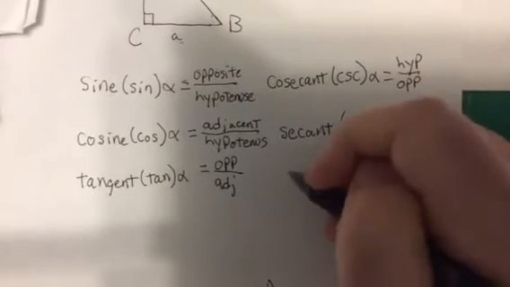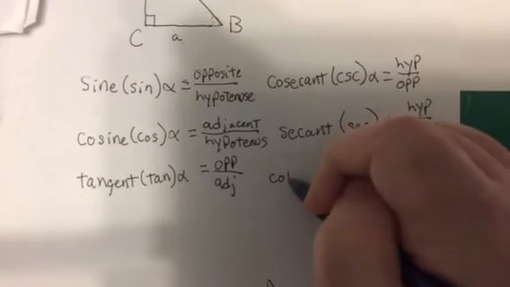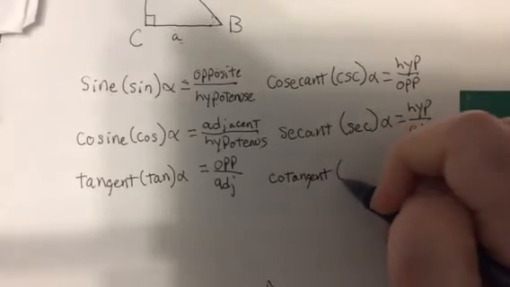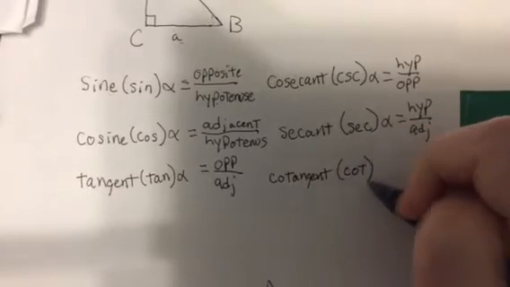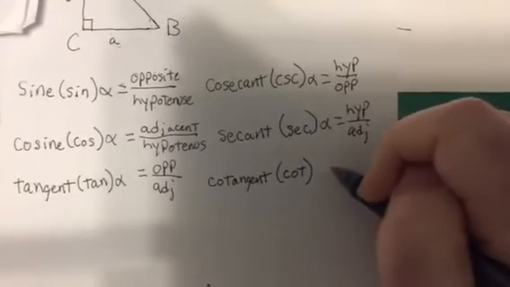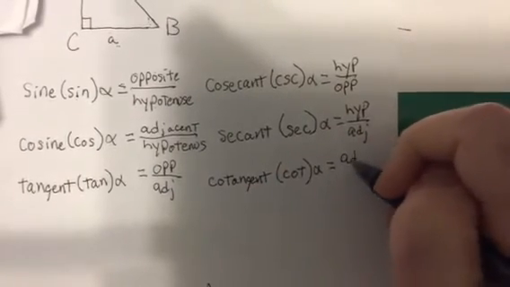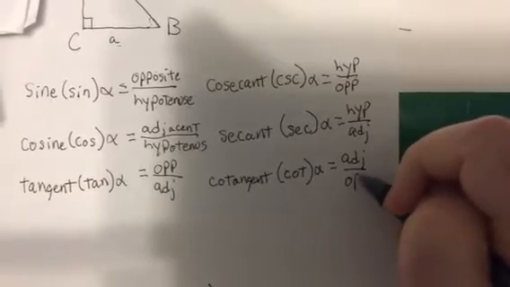Now this is the only one I think they named right. Cotangent, which is COT, which is the reciprocal of tangent, which is adjacent over opposite.